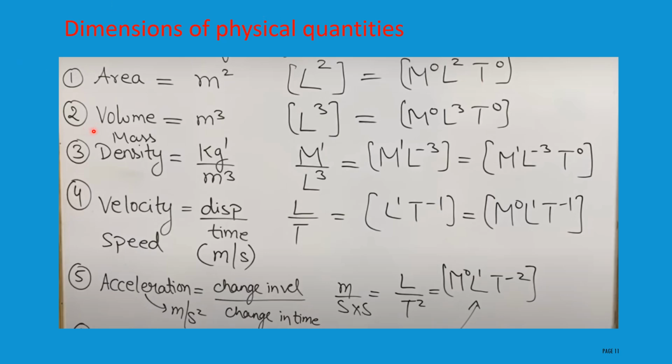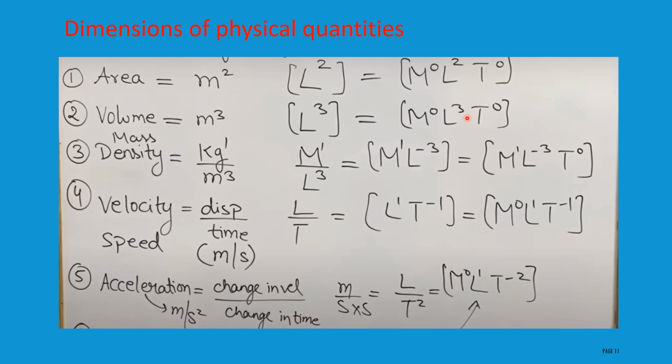Second one, volume. The formula is length into breadth into height. All three we will measure in terms of meter. Then m into m into m gives m cube. Then here, dimension of volume in terms of length is 3, L to the power of 3. Here mass also 0, time also 0.